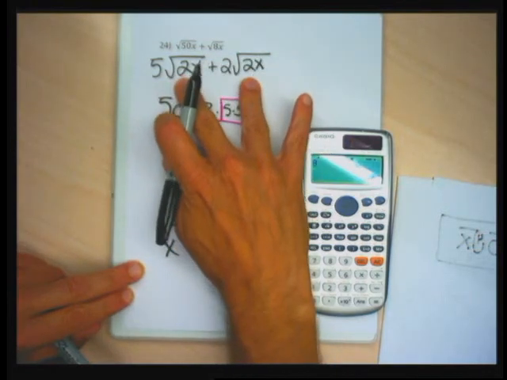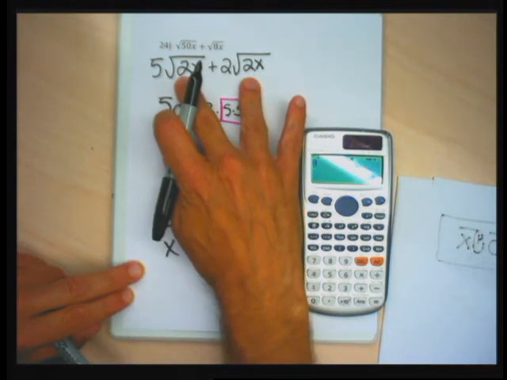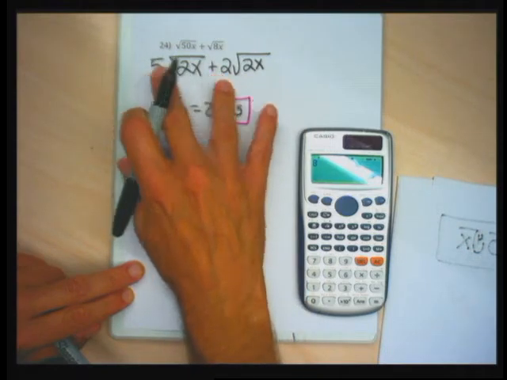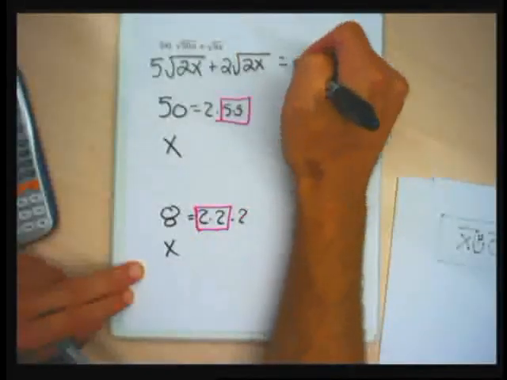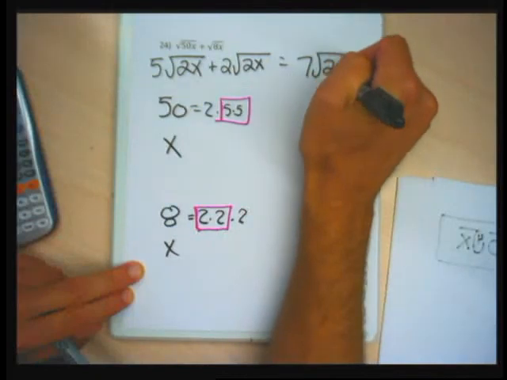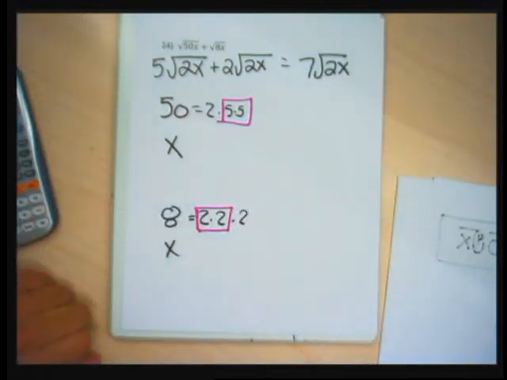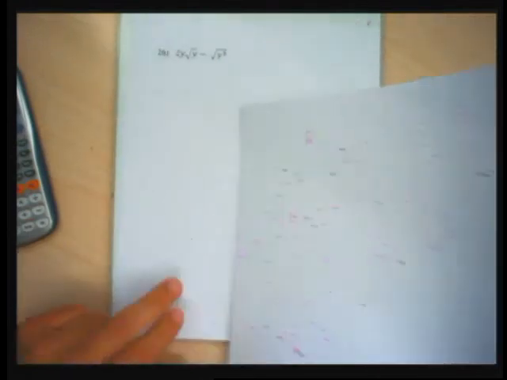Now I have the radicals lined up perfectly because they both have square roots of 2x, so I just add the 5 and the 2, and my answer is going to be 7 times the square root of 2x. Two more problems.